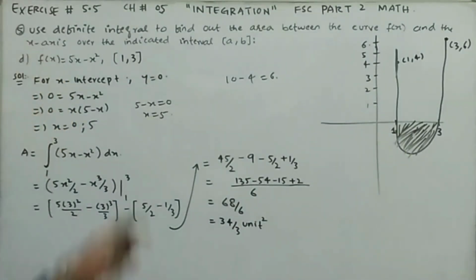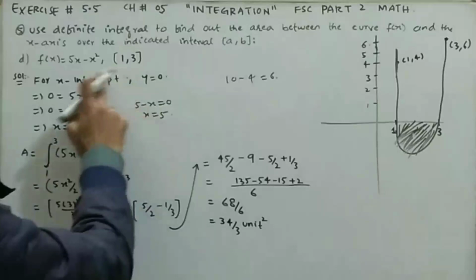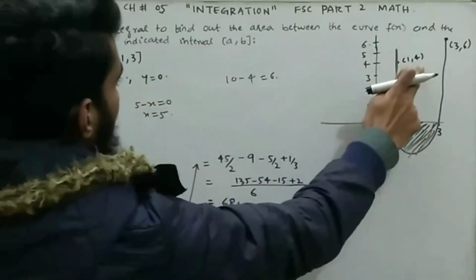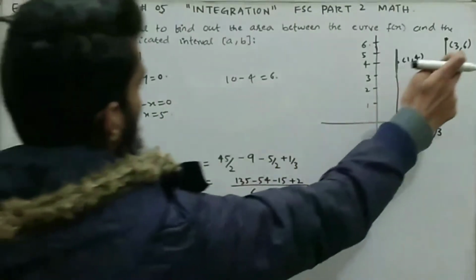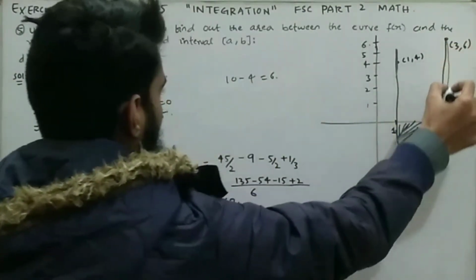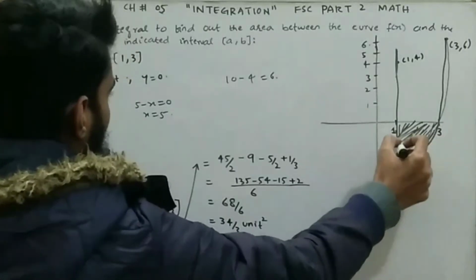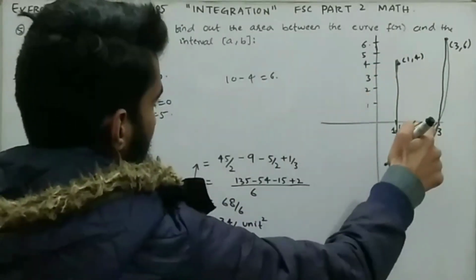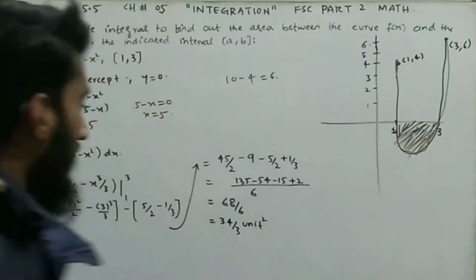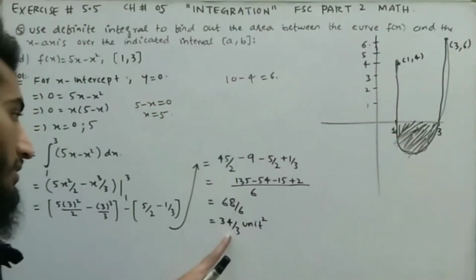Now the interval is from 1 to 3. So by putting 1 over here, it will give us the value of y, and by putting the interval x equal to 3 over here, it will give us the value of y. So the required graph for this function will pass from 3 and then it will pass from 1 and move to the point 1 and 4. So the required area is this, 1 to 3, and the required area of the given function is 34 by 3 square unit.